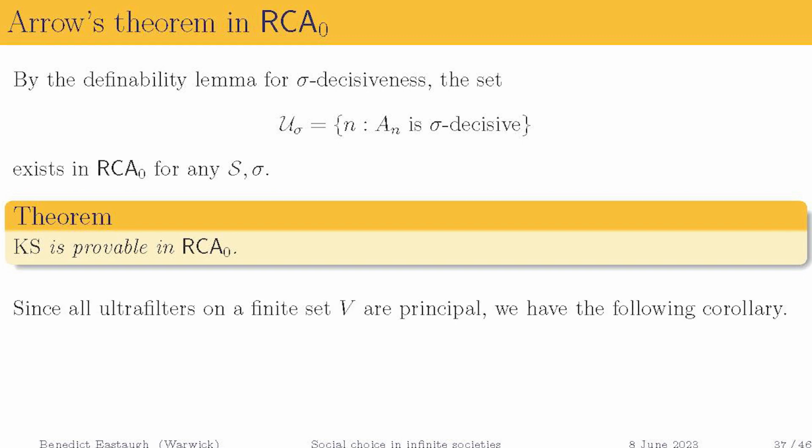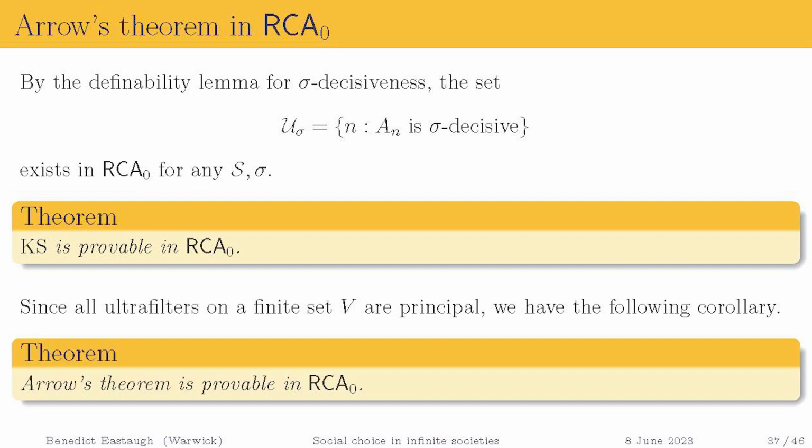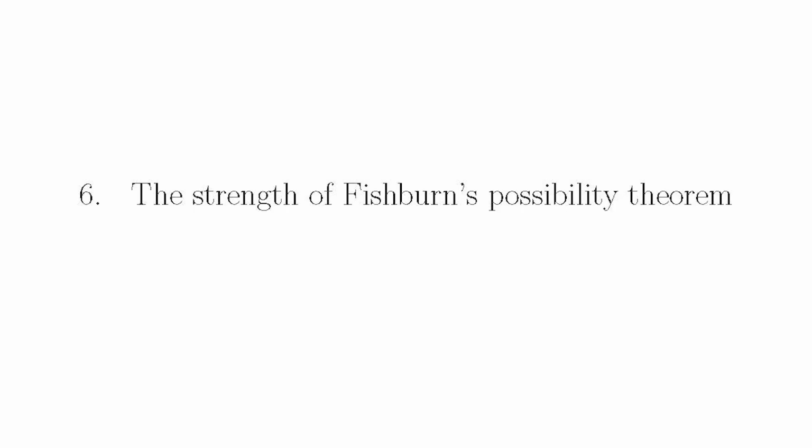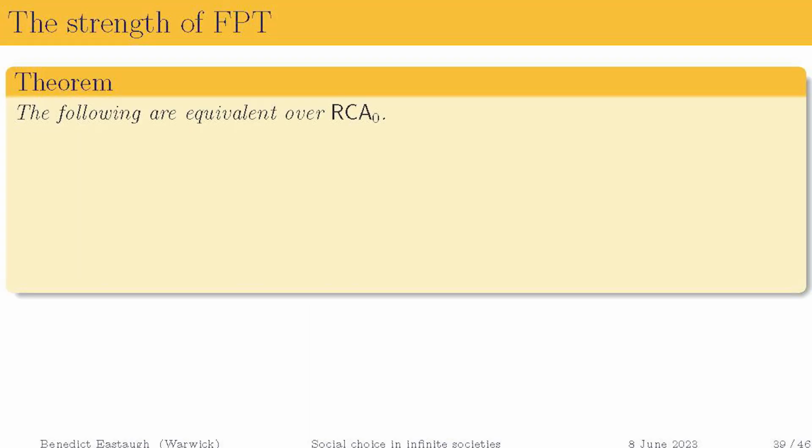And because all of the ultrafilters on a finite set are principal, they're all generated by a single element, and you can prove this in RCA 0, it just requires a bit of induction, then we have the following corollary, that Arrow's theorem is provable in RCA 0, which is what we wanted. So far, so good. Okay, so this puts us in a position to look at this Fishburn possibility theorem and its non-constructive status, and finally get some kind of answers about that.